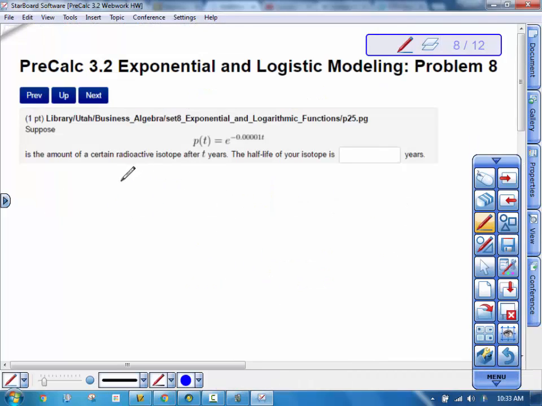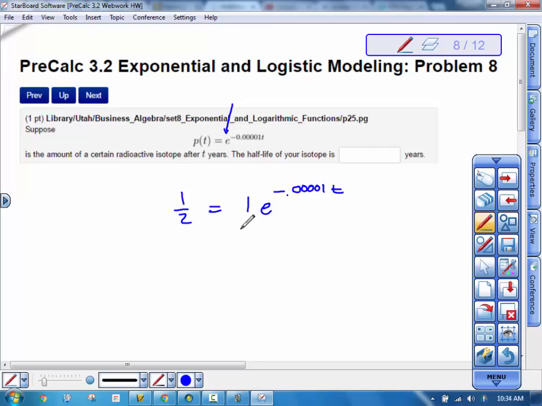Okay, the next problem says we have this formula here. It wants the half-life. Well, if this is our exponential formula, it looks like we start with 1 there, because our equation is y equals, in this case, P e to the RT, basically. So we start with P, which in this case is 1. We have the rate right there. So basically we want to know when we have half of that amount left. So plug in 1/2 equals e to the negative 0.00001 t. So basically, we start with 1 right there.